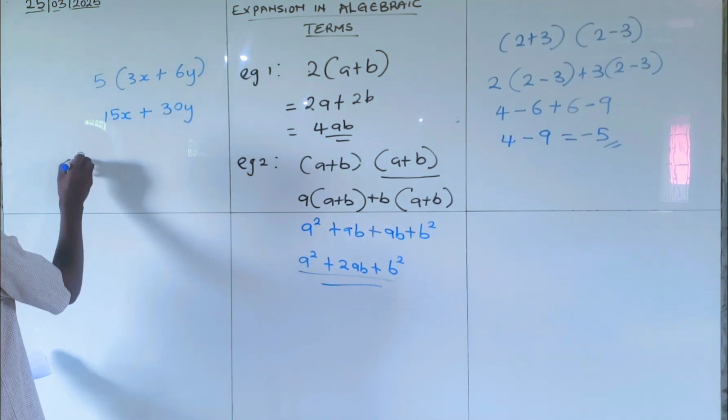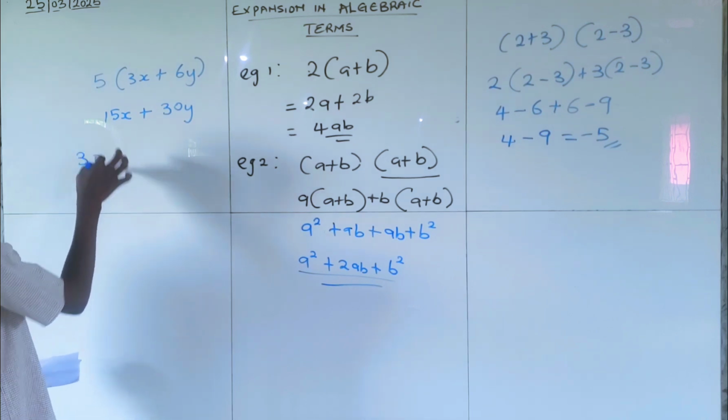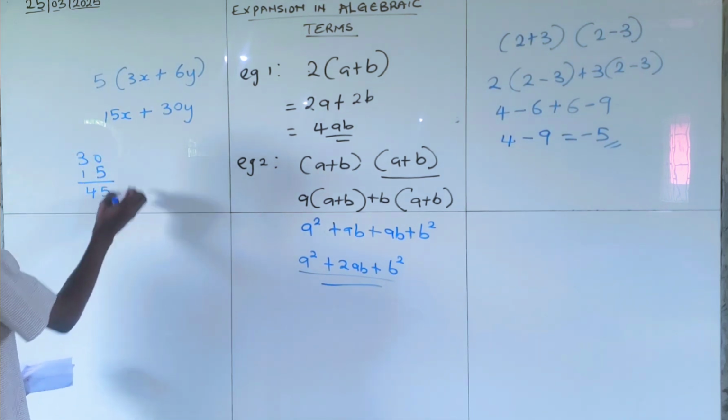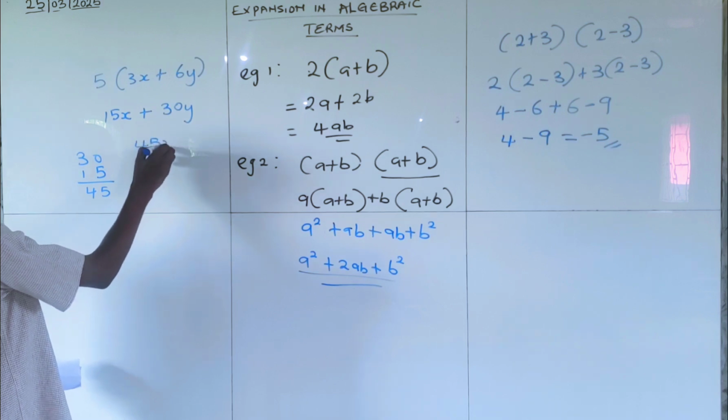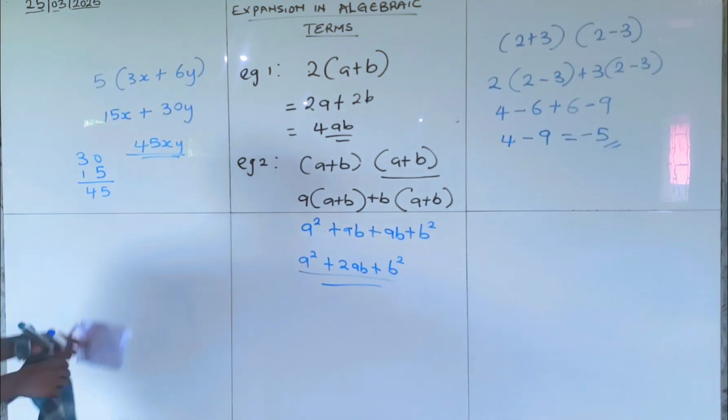So let's add 30 to 15, which is 0 plus 5 will give us 5, and then you're having 4 here. So you're having 45xy, maybe if you want to have the answer like this.